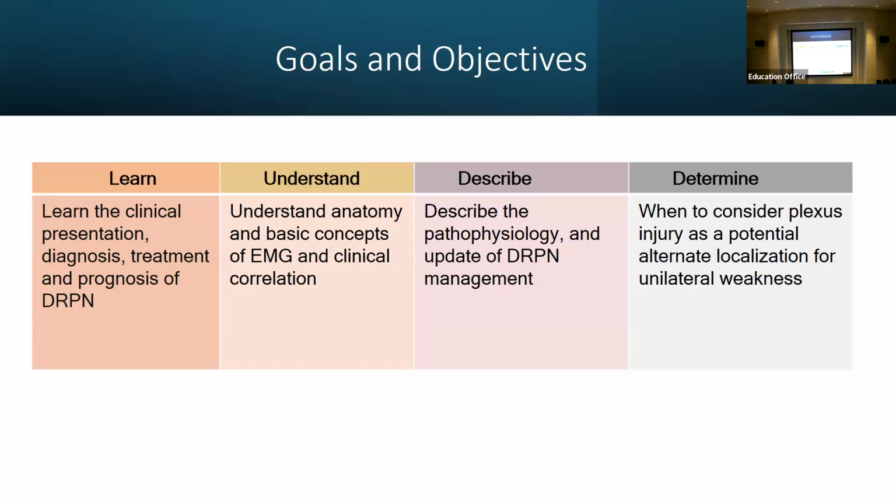Okay, goals and objectives. So we will learn the clinical presentation, diagnosis, treatment, and the prognosis of DRPN. And we will go over briefly the brachial plexus anatomy, and we will understand some basic concepts of EMG and its clinical correlation. And I will describe the pathophysiology and the update of DRPN management. Hopefully towards the end of the talk, we'll be able to determine when to consider plexus injury as a potential alternative localization for unilateral weakness.